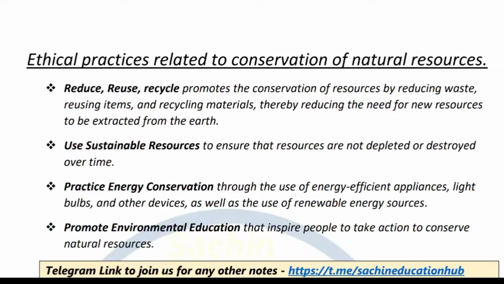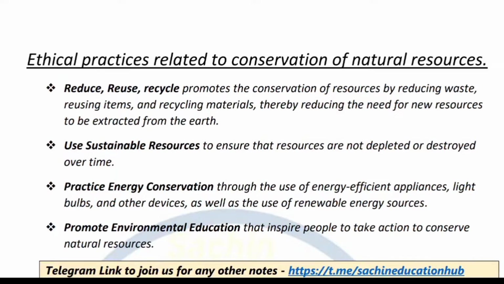If we reduce our wastages, if we reuse our items, or if we recycle the material, then we automatically reduce our new resource needs. It means the demand for new resources will automatically be reduced if we do these three techniques in our daily life. So the first ethical practice is regarding the 3R.